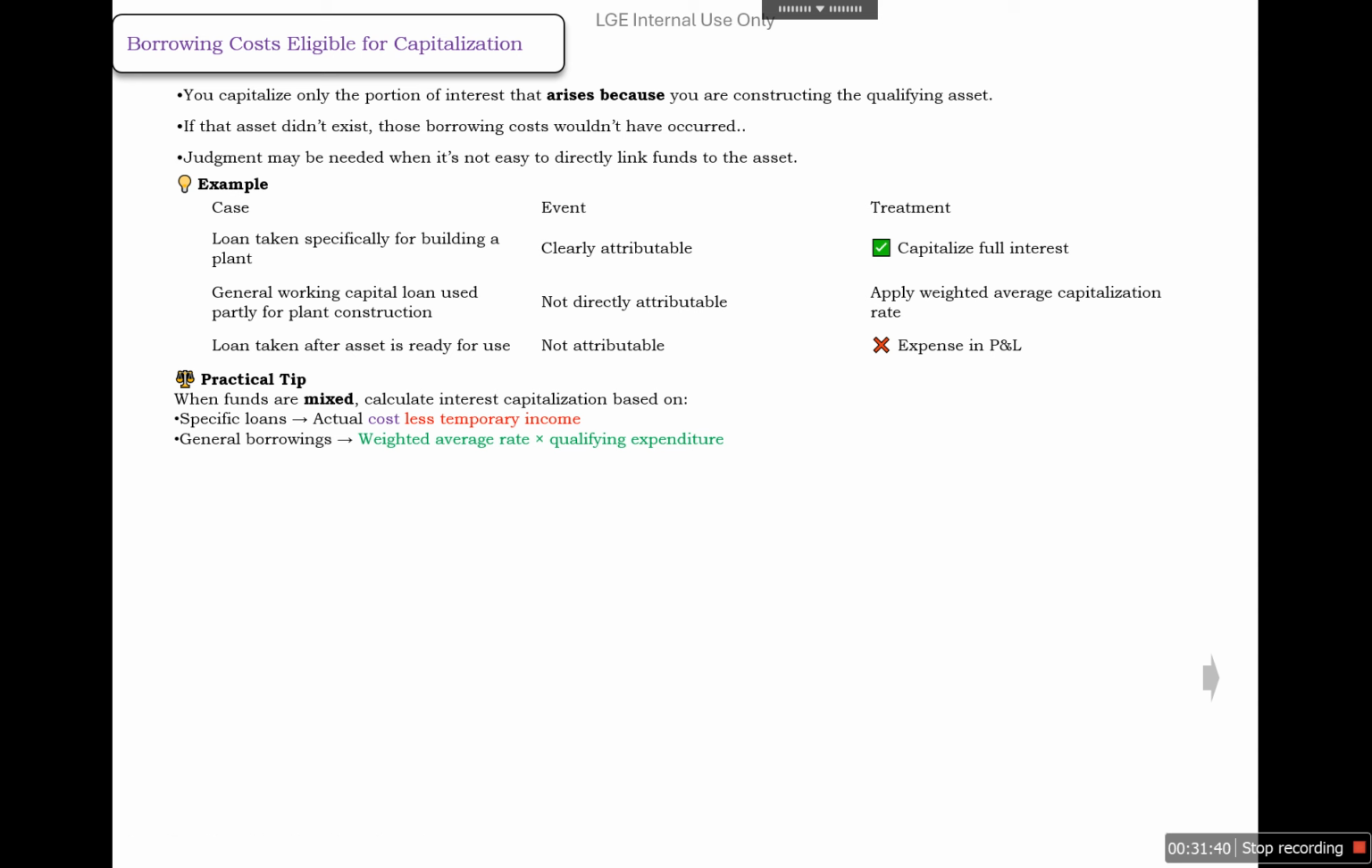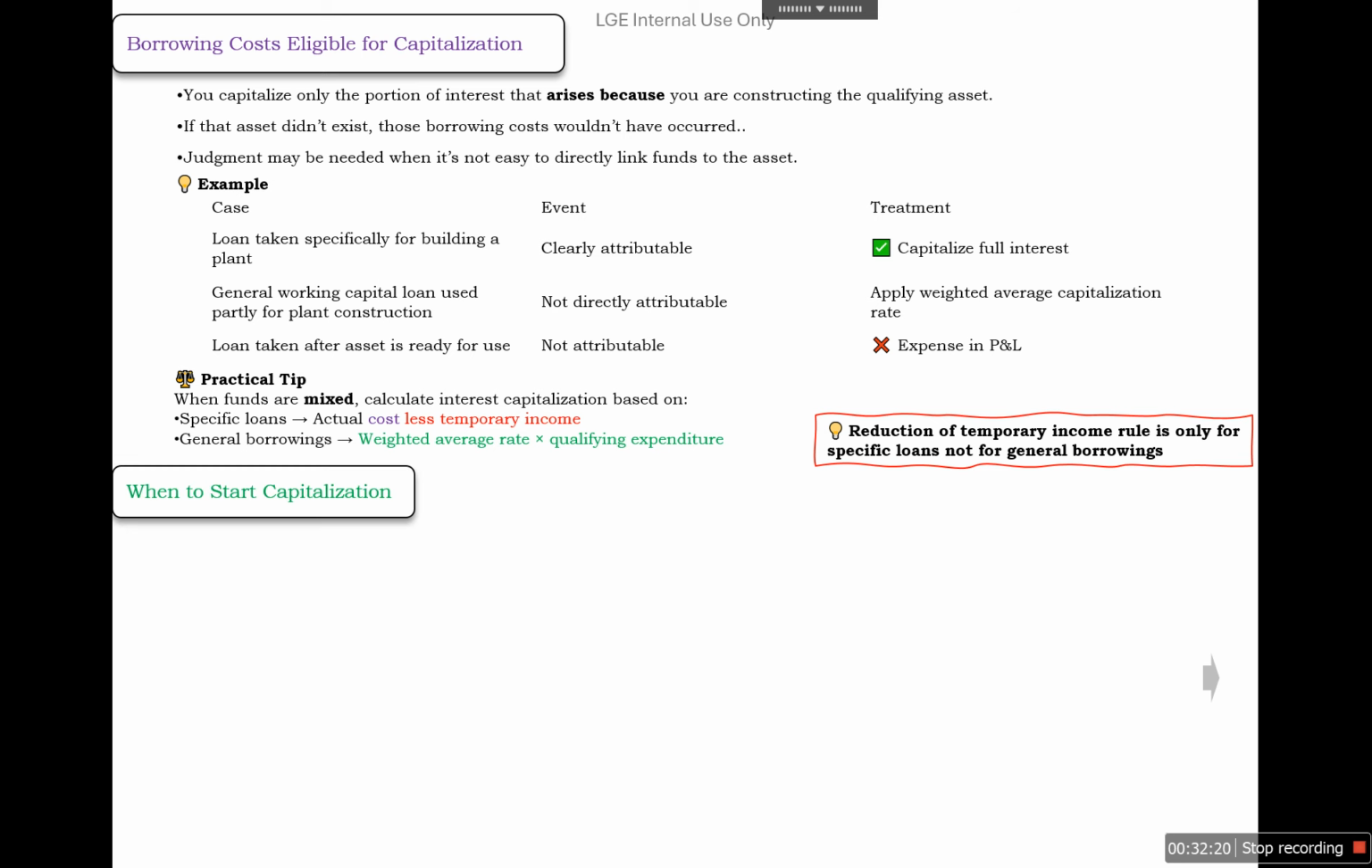If because of the non-utilization of the amount for some period, we have invested that amount and have earned some income out of it, then when capitalizing the cost of borrowing, we will reduce that income from the actual cost. So we will capitalize only the net cost: borrowing cost minus the income that we have earned by investing those unutilized funds. But this rule is specifically only for specific loans. It does not apply to general borrowings.